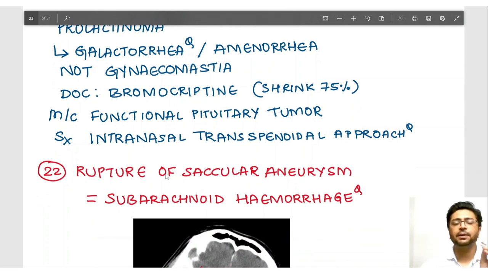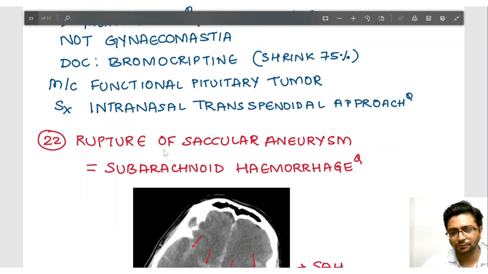And surgical aspect, how do you want to treat? Treatment of choice is surgery. That is the intranasal transsphenoidal approach. You're going to resect the prolactinoma.